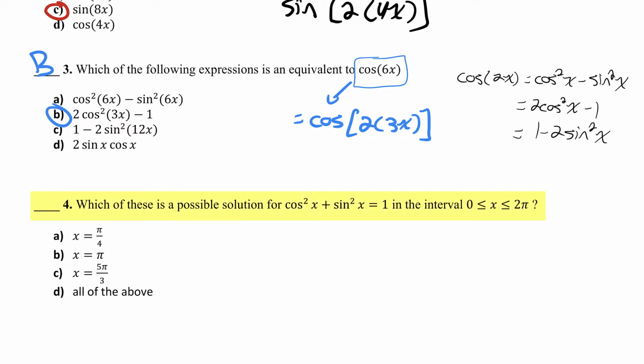Number 4, which of these is a possible solution for cos squared plus sine squared equals 1 on the interval between 0 and 2 pi? Well, this right here is the Pythagorean identity. Because it's an identity, we know it's true for all values of the variable. You could plug in anything you want for x, and the equation will be true. So A would be true, B would be true, and C would be true, meaning the correct answer to this question is D.